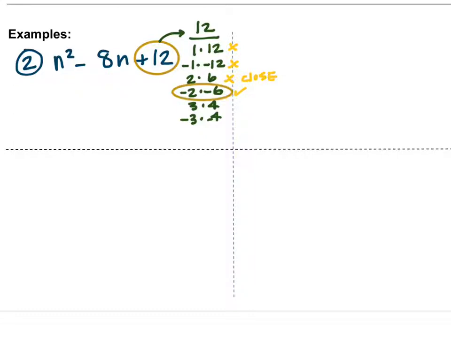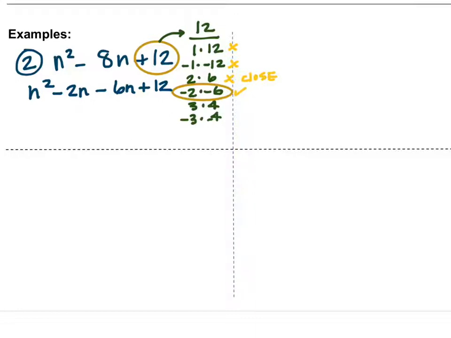So I'm going to write this. I circled the components that worked, of negative 2 and negative 6. I'm going to write down n squared minus 2n minus 6n plus 12. Now when I take a look at this, in fact, if I was to add this negative 2n and this negative 6n, I would come back to the negative 8n. So that's in good shape, and that really helps me clarify that I've broken this up.